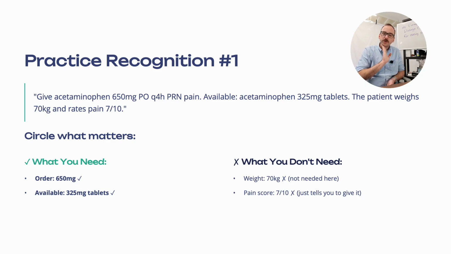PRN pain, so he's in pain, so it makes sense. That's why he's getting this drug. I don't need to write that down. What's available? Acetaminophen 325 milligram tablets. So I need that 325 milligram tablets is what I have. The 650 milligrams is my dose. And that's it. The rest of it's just extra information. For this, I don't need PO, I don't need Q4H, I don't need PRN, I don't need their weight at all. I don't need their pain any more than to know that they have pain, so this order sounds like it's probably appropriate. Just pull those little pieces out.